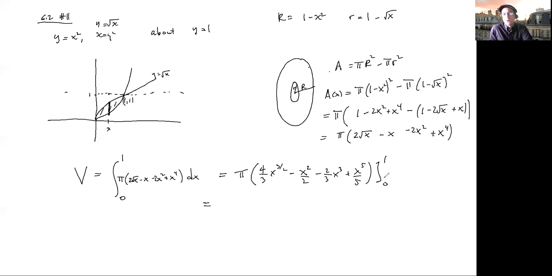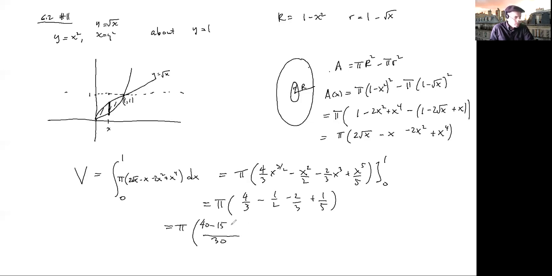Now the evaluation at 0 doesn't do anything here, but the evaluation at 1 does. So we're going to get pi times 4/3 minus 1/2 minus 2/3 plus 1/5. And we can combine all of these fractions into a single fraction with a common denominator, I guess, of 30. And what do you get? So you're going to get 40/30 minus 15/30 minus 20/30 plus 6/30. And that turns out to give you 11 pi over 30, and that's the answer to this problem.